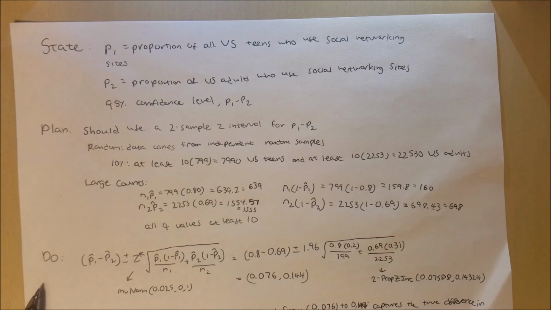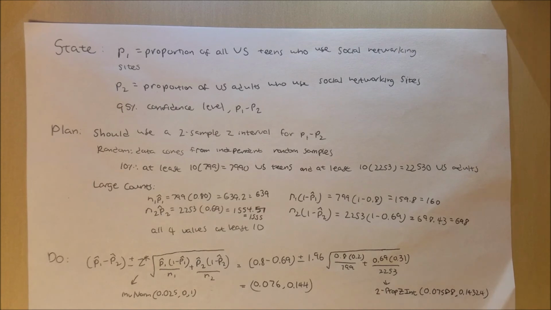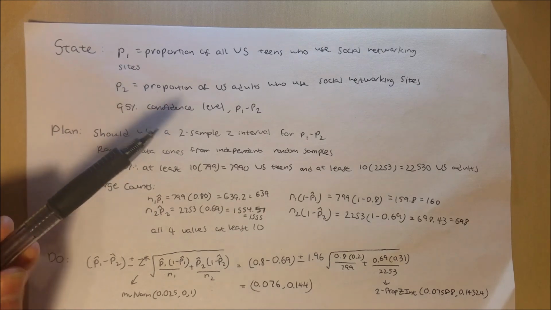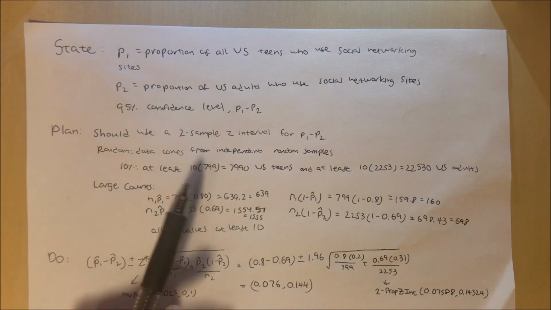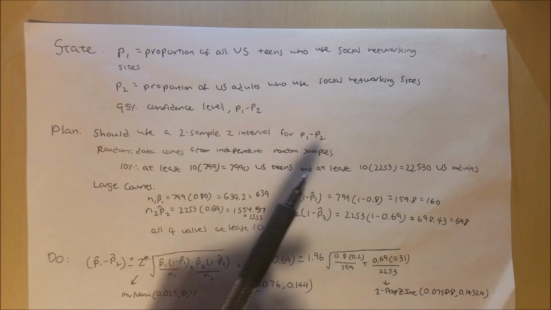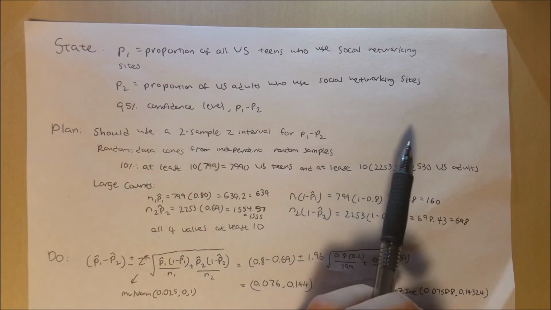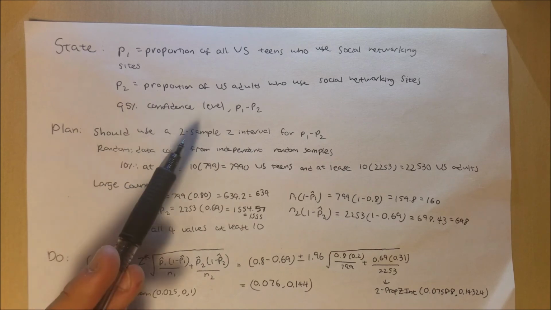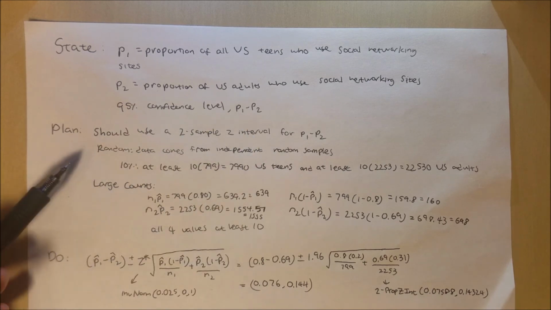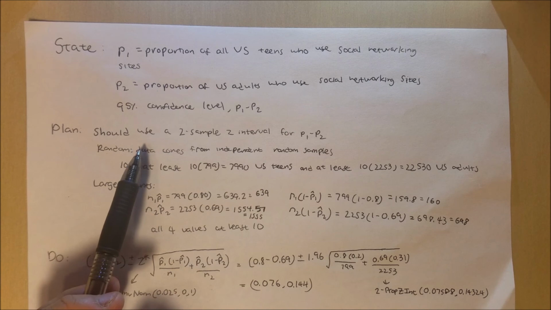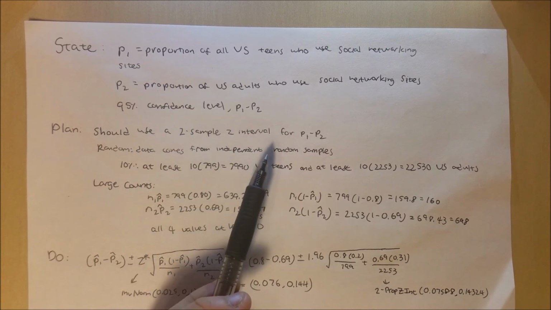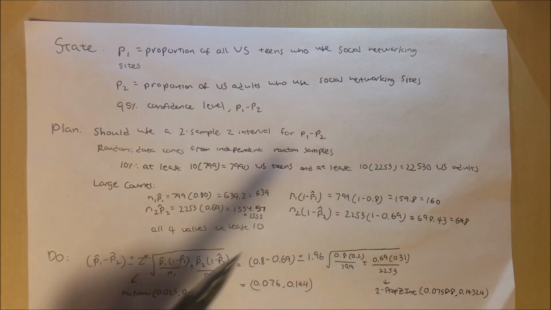So obviously we have to solve the problem using the 4-step procedure, which is state, plan, do, conclude. So for state, we want to state the parameters. So P1 is a proportion of all US teens who use social networking sites. P2 is a proportion of all US adults who use social networking sites, and we are solving a 95% confidence level. So for plan, we should use a 2-sample z interval for the difference between 2 proportions if the conditions are met.